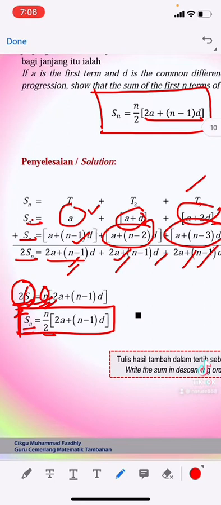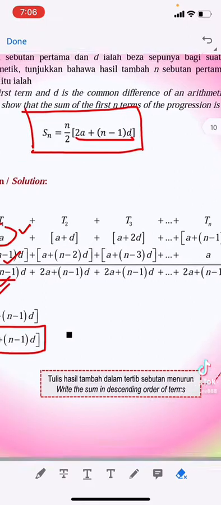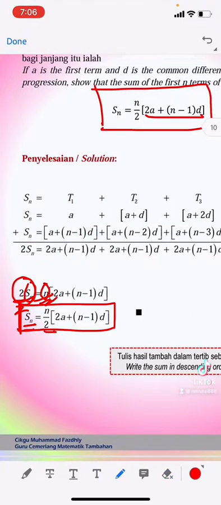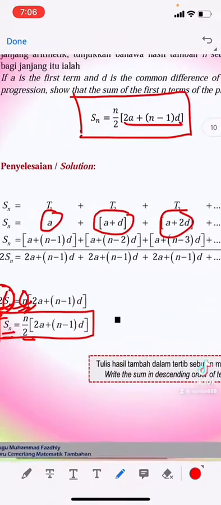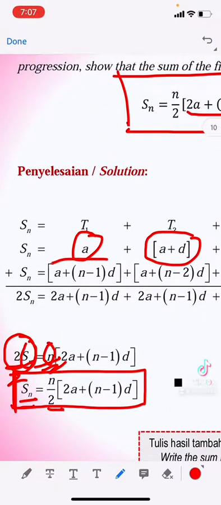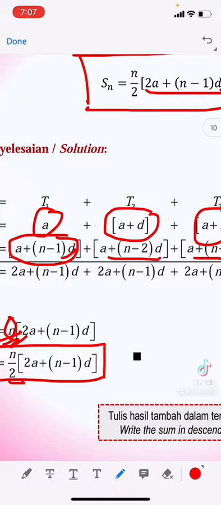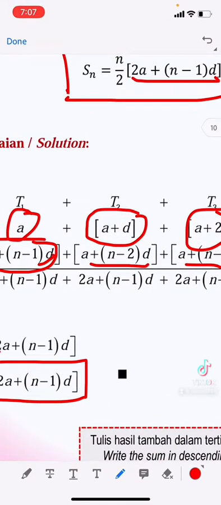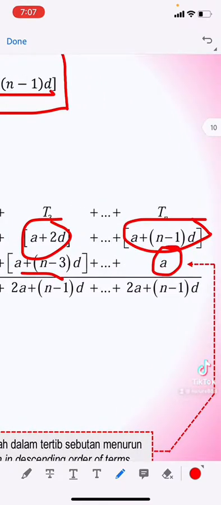So you have to memorize the way. The way is you write the terms using formula A plus D, A plus 2D, and then dot dot, A plus n minus 1D. This one okay, but when you reverse, the A plus n minus 1D will be the first term. And then these 2 terms, you have to minus 1 from the previous one, okay? If n minus 1, then n minus 2, and n minus 3. Memorize it. And the last term sure will be A, okay?